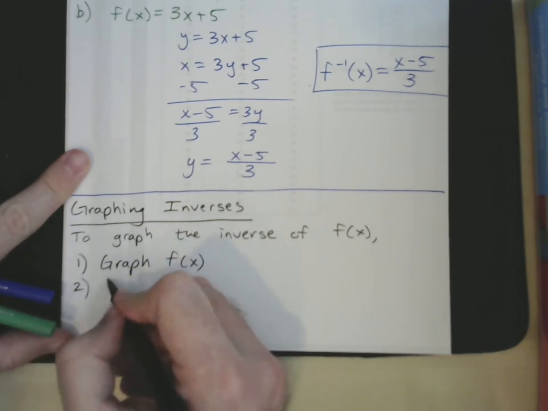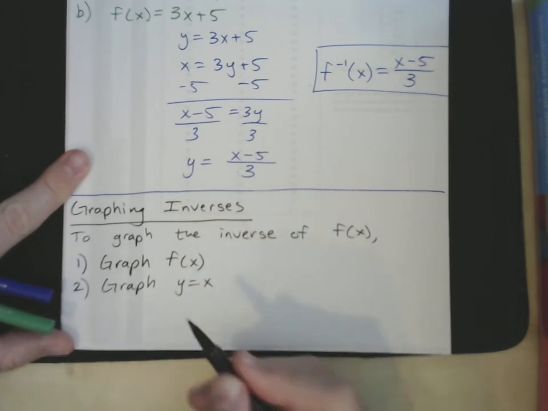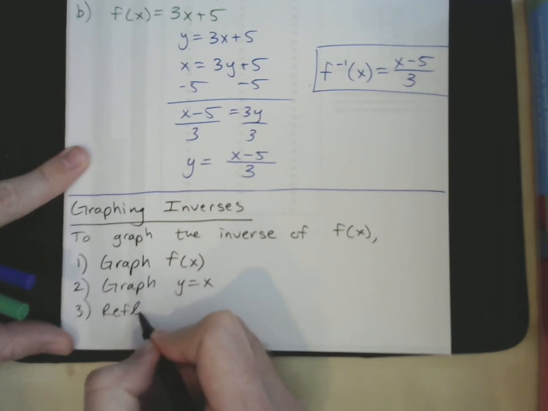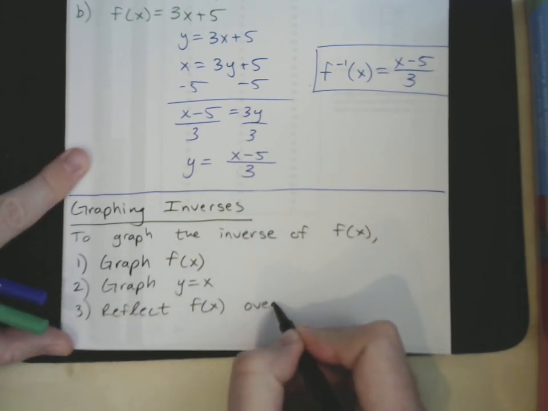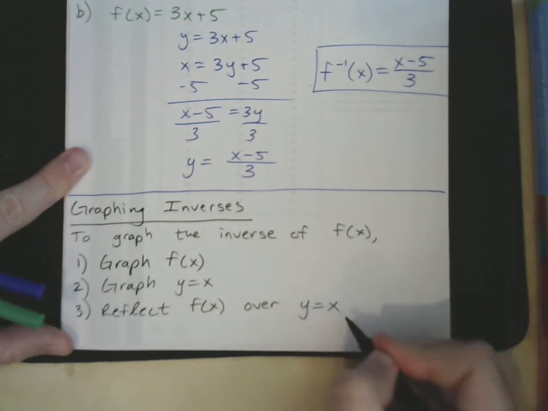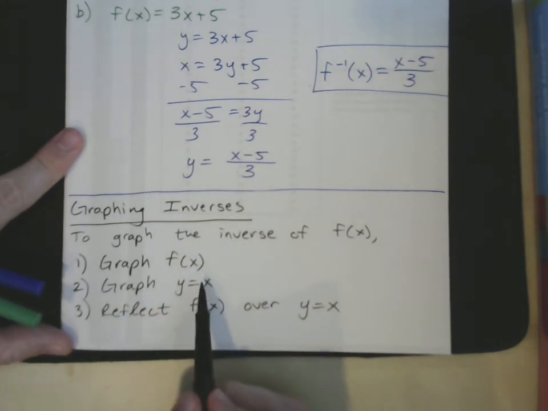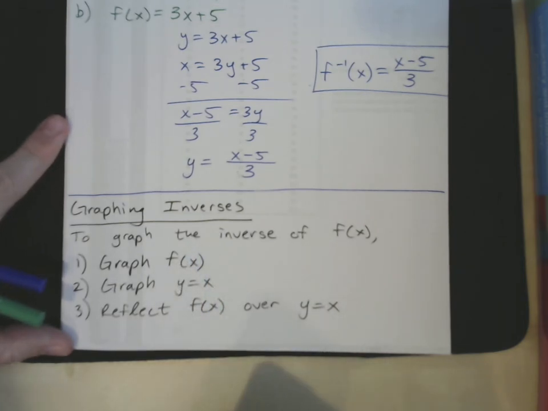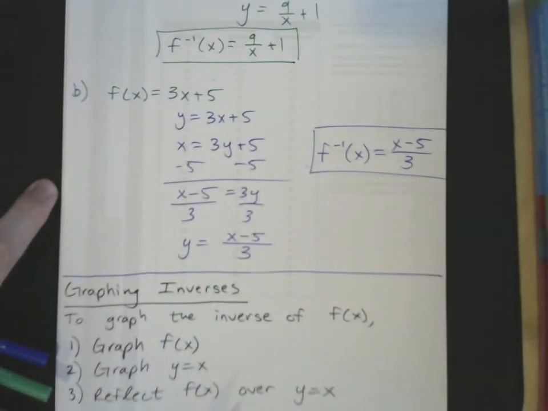Then we graph the line y equals x. And then we reflect f of x over y equals x. This represents the flipping of the x's and the y's. So when we reflect over that line, we are changing all the x's from f into y's and all the y's from f into x's. That's what that flip is, just like the flip here, and just like the flip with the ordered pairs.